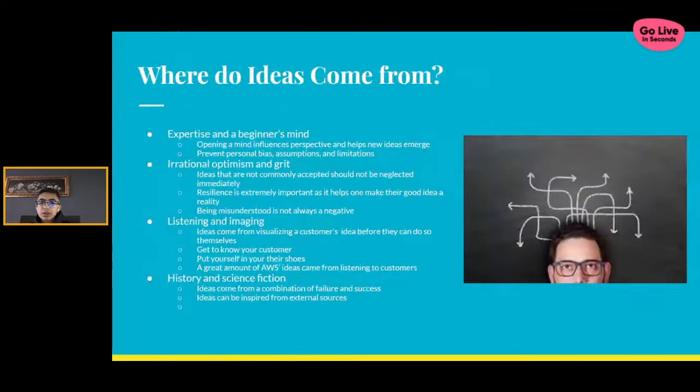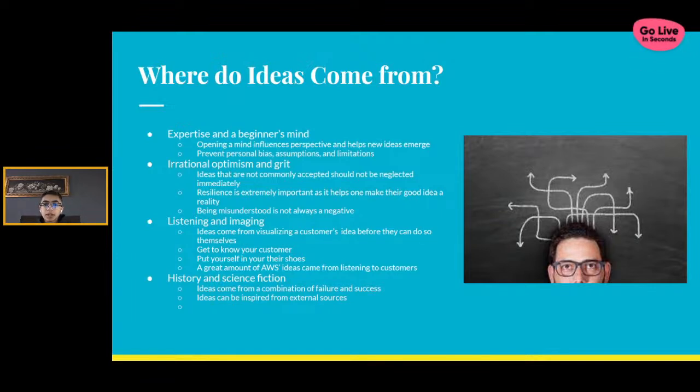Next, where do ideas come from? Ideas come from a range of places, including expertise in a beginner's mind. Opening a mind influences perspective and helps new ideas emerge, as well as helping prevent personal bias, assumptions, and limitations. Furthermore, ideas can come from irrational optimism and grit.